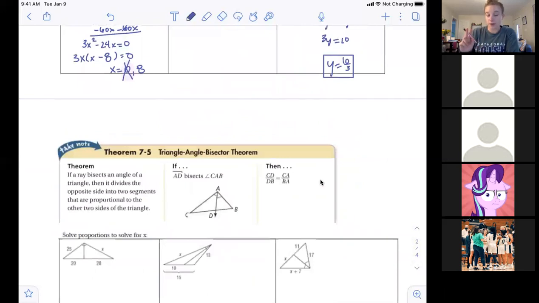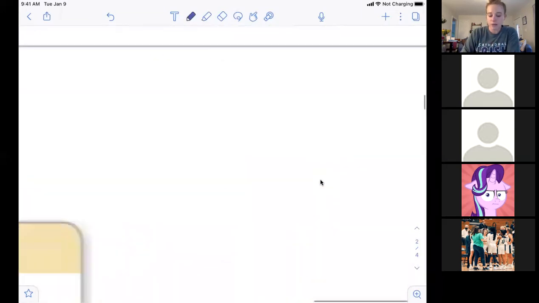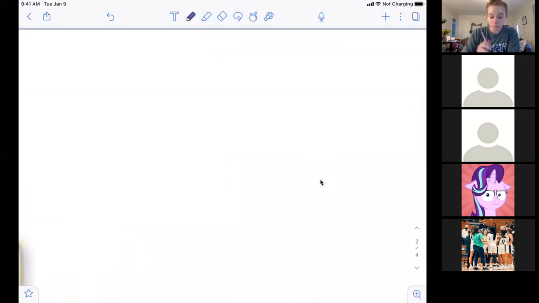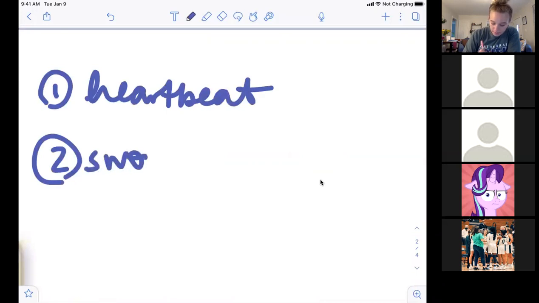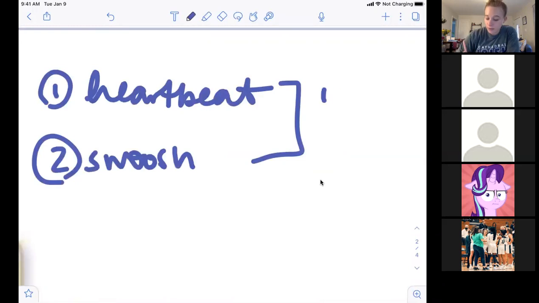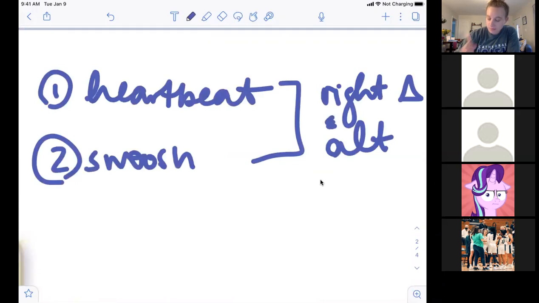This is the second theorem for today, and it's the fourth theorem overall. So I want to take a minute to pause, team timeout, and go over the things that we've talked about so far. That's fair game for the quiz. So the first two theorems kind of went together. So I'm going to write heartbeat and swoosh together. Those happened in the same type of triangles. Those were both in right triangles and ones that had an altitude. So that was 2 days of 7.4.